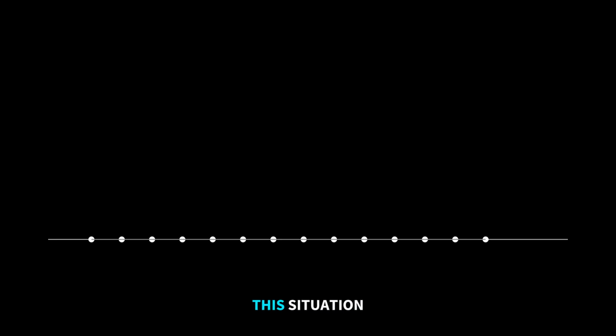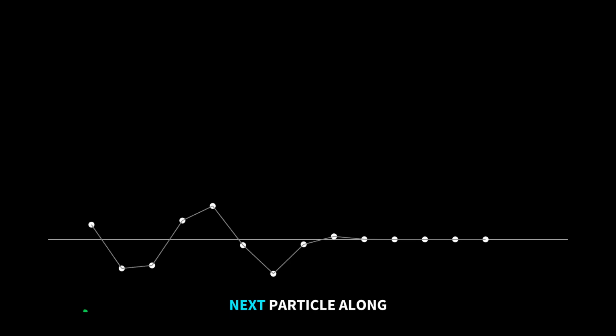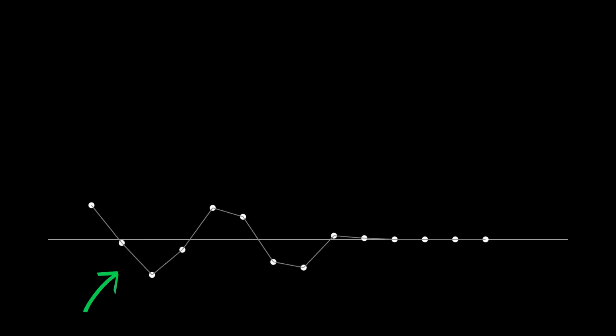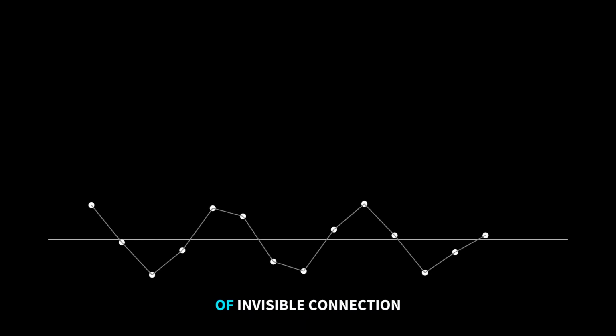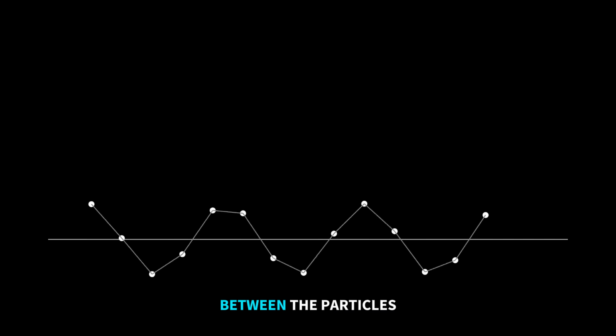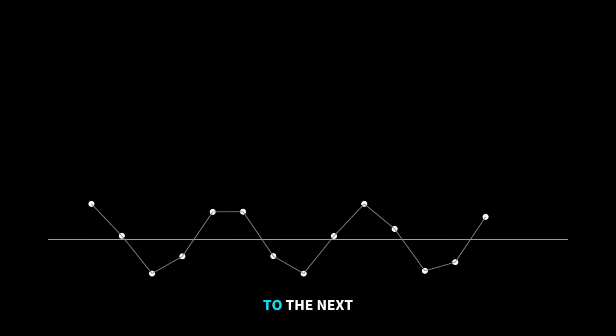Now look at this situation where we are now having a lot of particles. We give the disturbance to the first particle. Then as the first particle begins to oscillate, it pulls the next particle along. Now that's because there is a kind of invisible connection between the particles. Although there are two different ways the disturbance can move from one particle to the next.